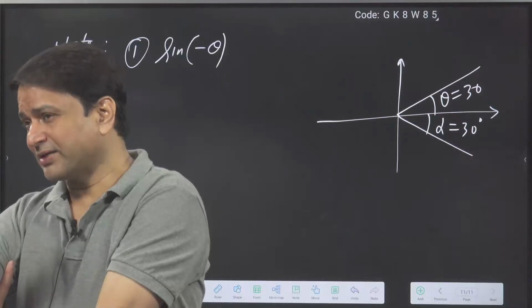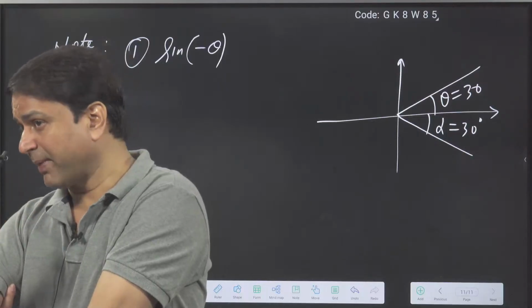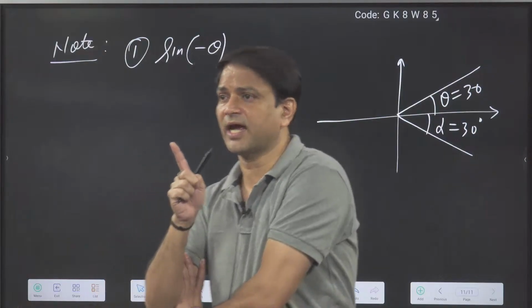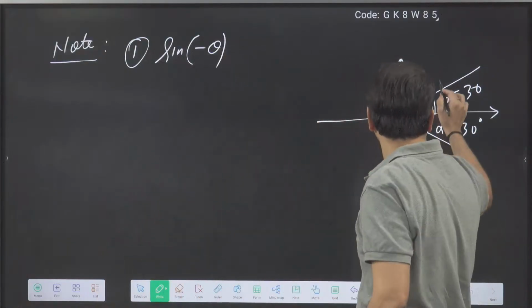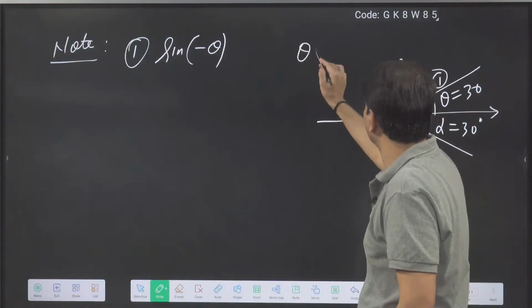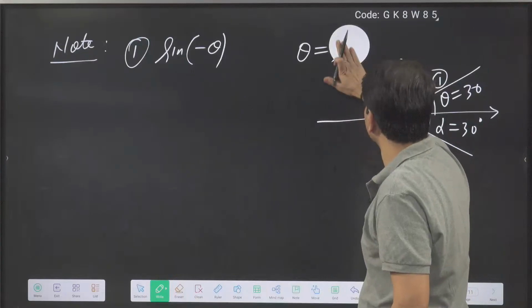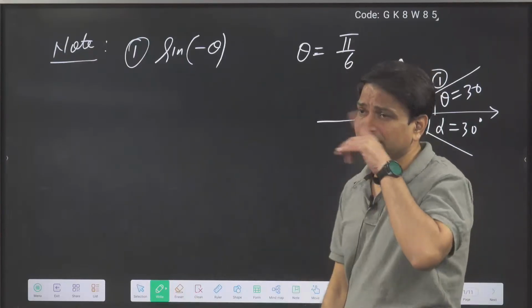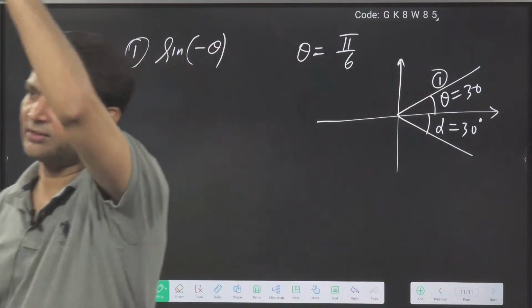Who has made the first quadrant line is measuring the angle anti-clockwise from the positive x-axis. So who made the first line will say, sir, theta is equal to 30 degree, or pi by 6. Then I will get to know, okay, you have made the line in the first quadrant.